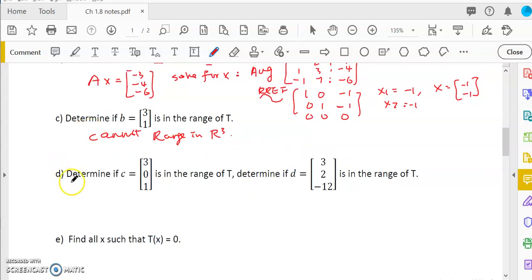So D, determine if C equal to 3, 0, 1. Now we have R3. Is it in the range? So they ask this one, this doesn't make sense. This one does make sense because it's R3. So can some X solve to this? So that means AX is equal to C, 3, 0, 1. Is it possible that this is in the range? That means can I find X there?